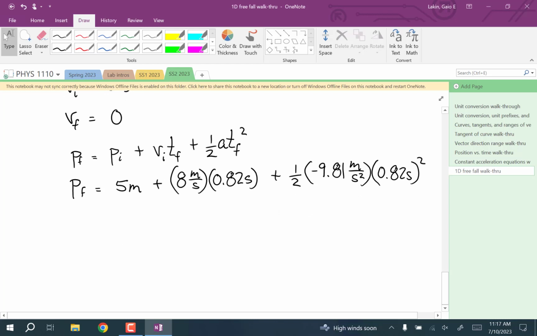The way the units will work is these seconds will cancel. The seconds squared here, because you're squaring this term, will cancel the seconds squared there. And so everything will end up in meters, and your final answer is going to be in meters. Now all you have to do is go through that calculation. Pause the video and calculate PF.